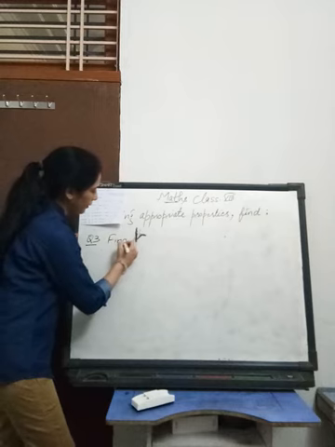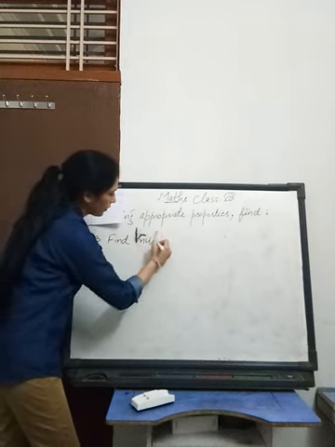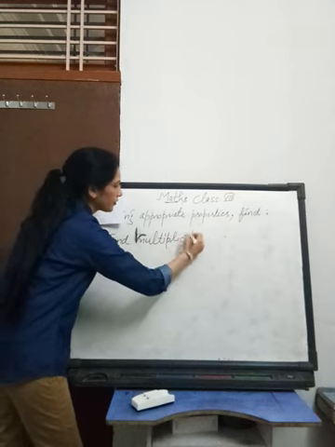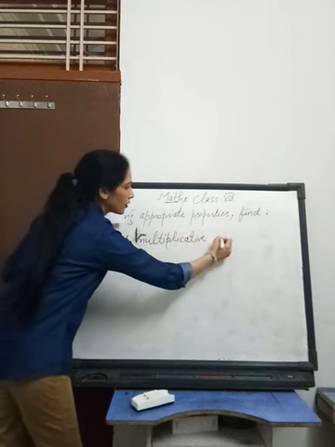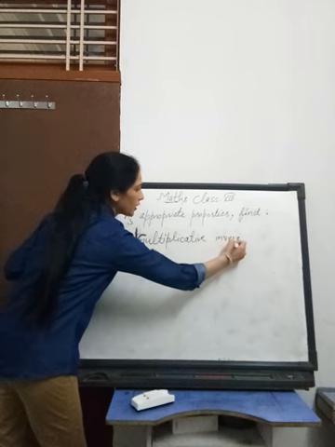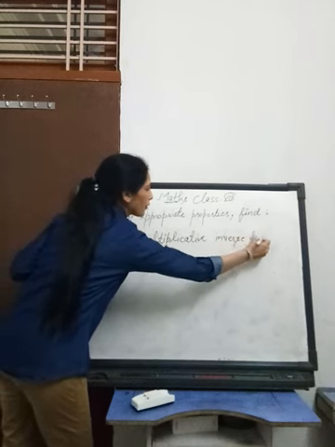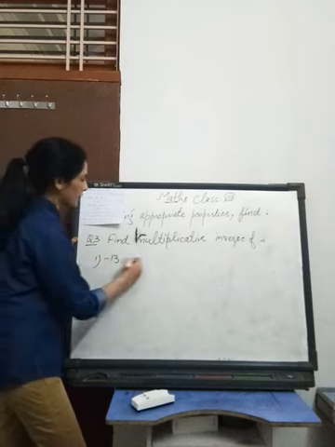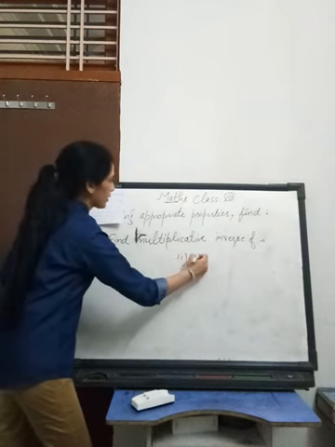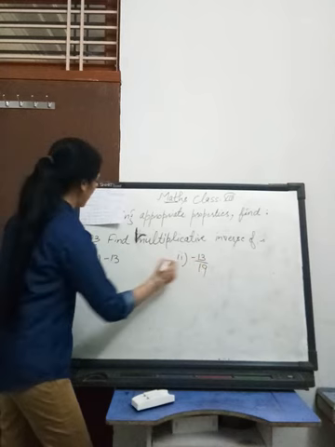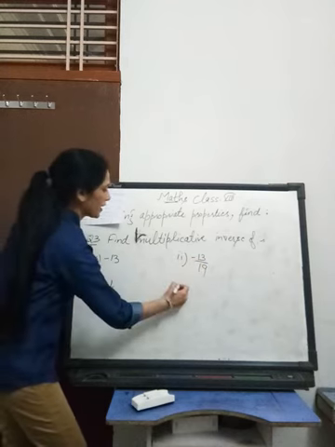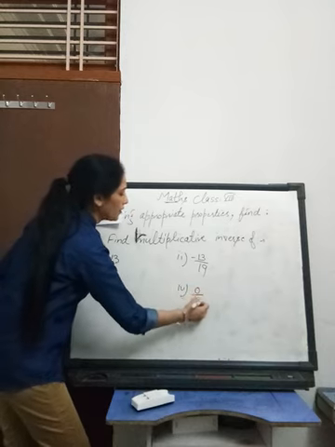Find the multiplicative inverse of the following rational numbers: minus 13, minus 13 upon 19, 1 upon 5, and last we have 0 upon 5.